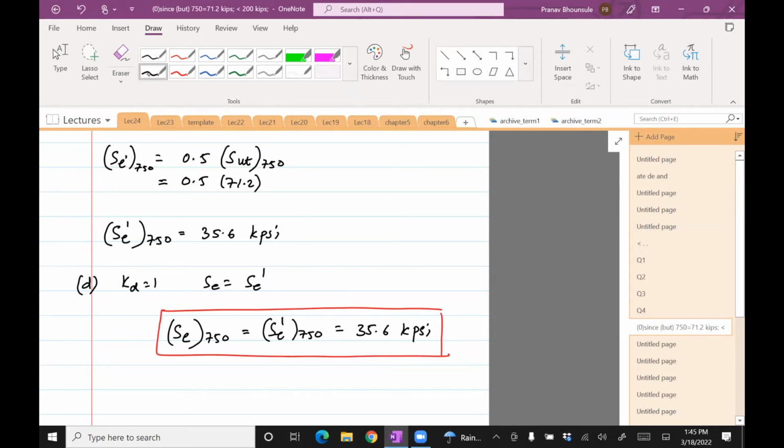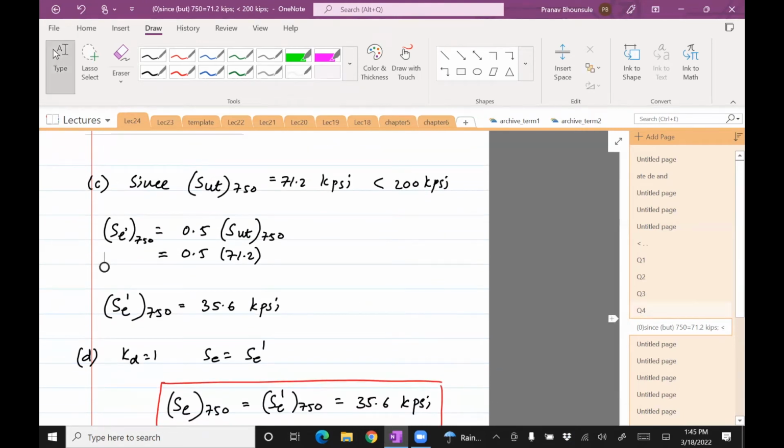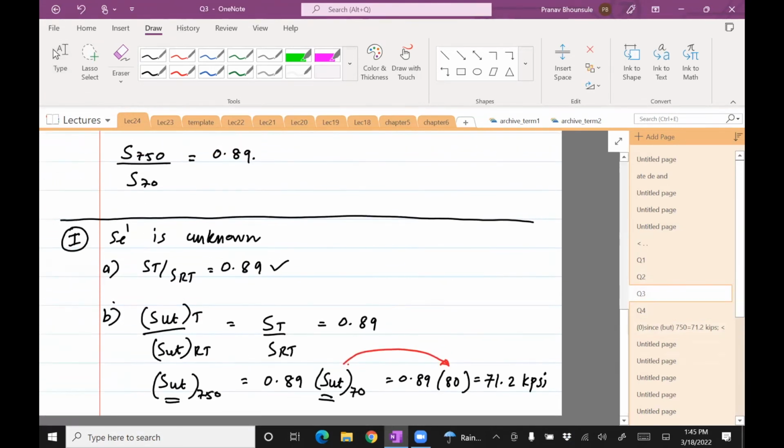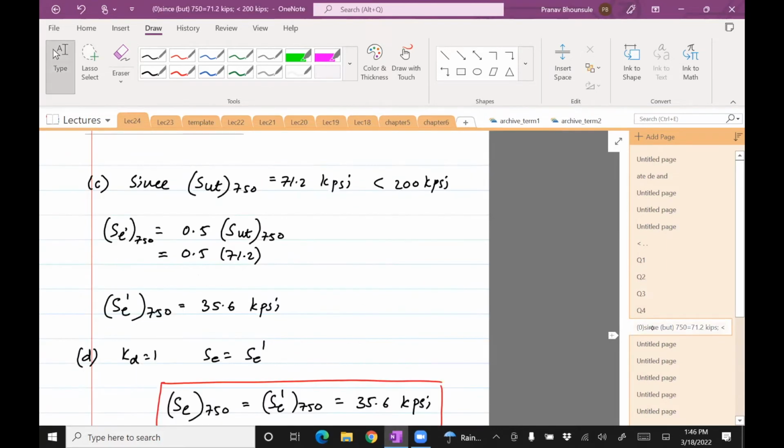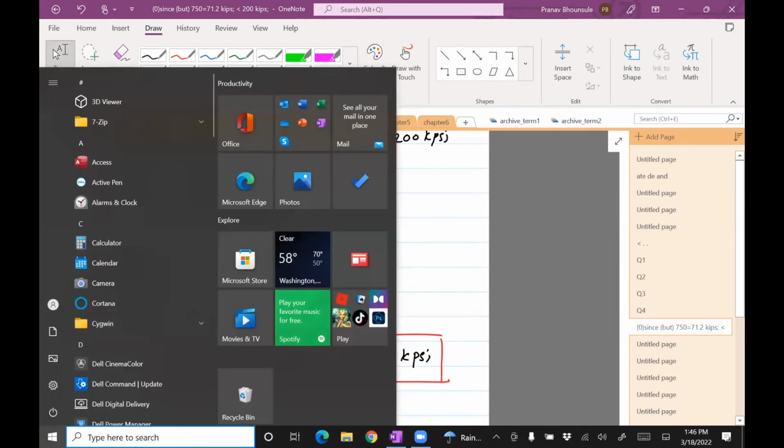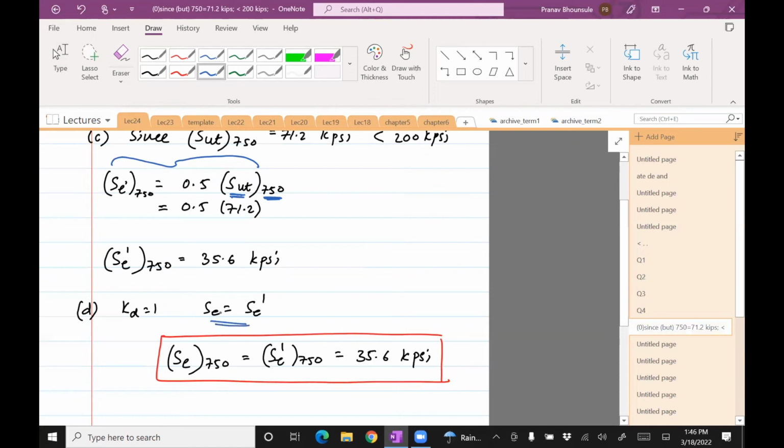We've already accounted for KD through this calculation. We've already accounted for the temperature. We've already adjusted the SE based on temperature. So why we adjusted it, you see this expression. This expression here adjusts for the temperature. So we already got the ultimate strength at 750. And since KD is for the temperature, we already accounted for it. We don't really need to do anything here. It's already been taken care of previously. That's all.